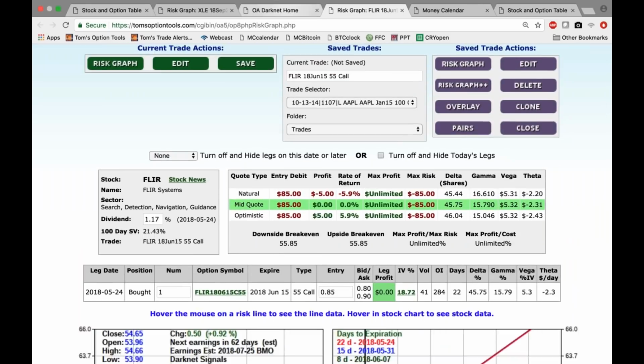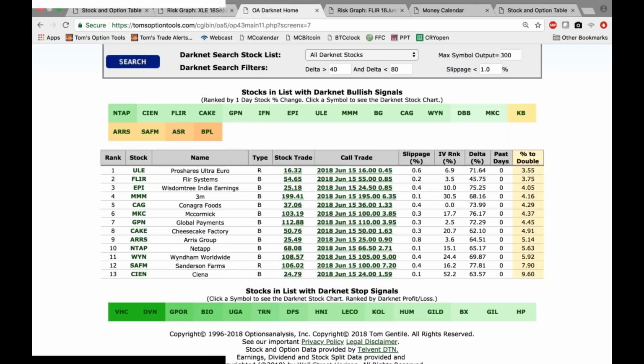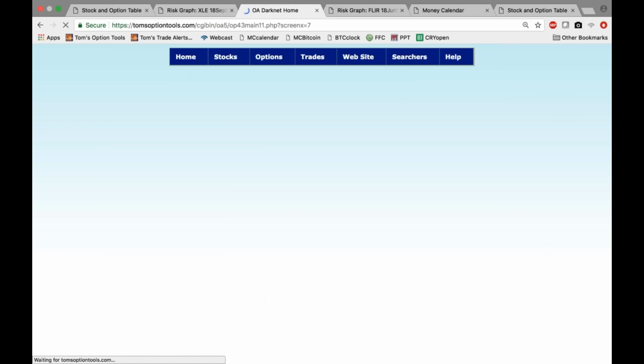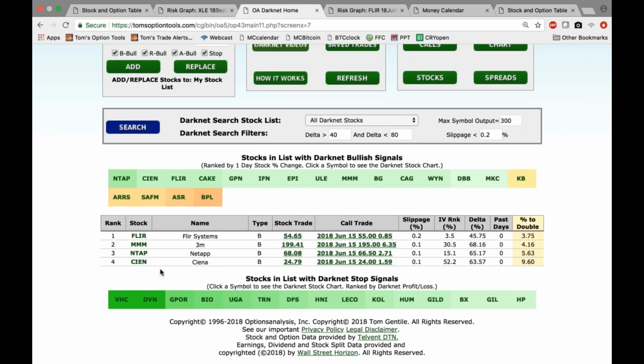Okay, let's look at another one. Let's see, 3M. I'm going to move down the area real quick. We got so many good ones. What I could do is I could look at just the most. So how about 0.2? That's going to show me just the ones that have the best slippage out of the entire group. We're talking about 4 of them. 3M, Fleur Systems we looked at, but 3M, NetApp, and Sienna. Right, all have 0.1% slippage. This just means that the bids and offers on these options are the tightest of the entire scan.